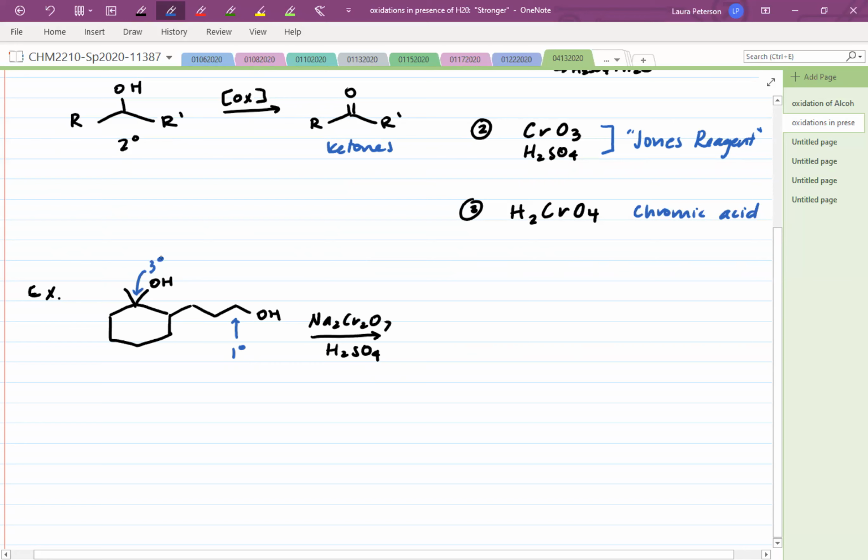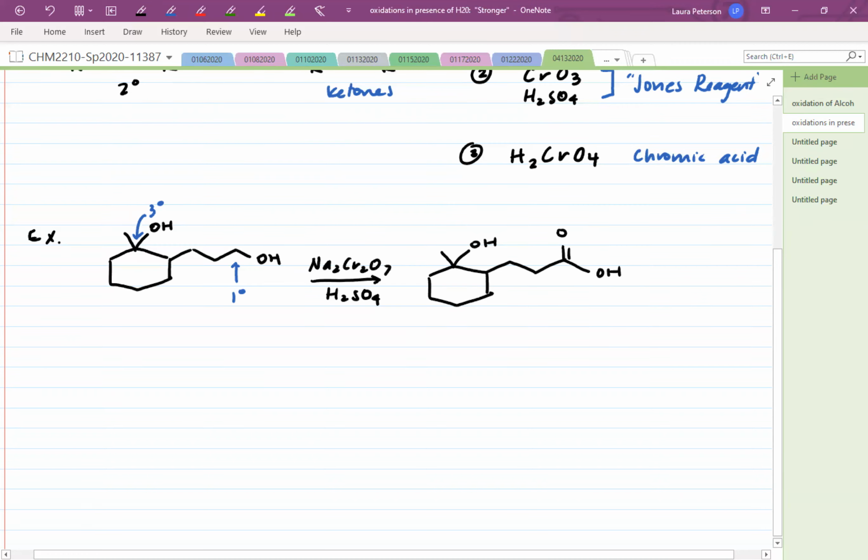That one's tertiary. So we learned that tertiary alcohols can't undergo oxidation, so we're not going to touch that one in the mechanism. But we'll go ahead and oxidize that primary alcohol all the way up to the carboxylic acid in these strong oxidation conditions. So we're not going to touch the tertiary alcohol because it cannot undergo oxidation, and we will convert the primary alcohol into that carboxylic acid.